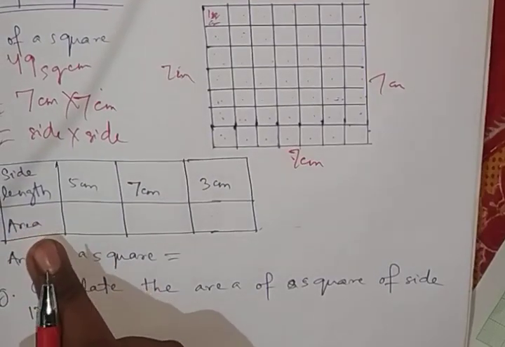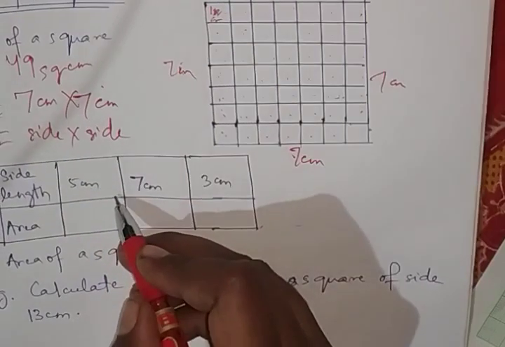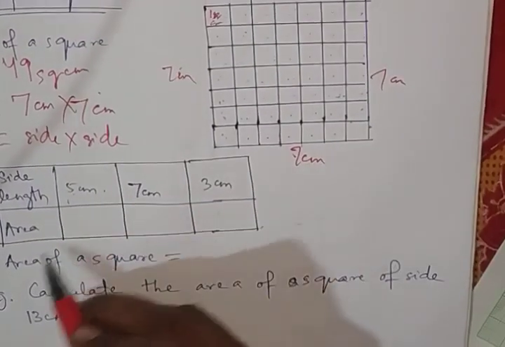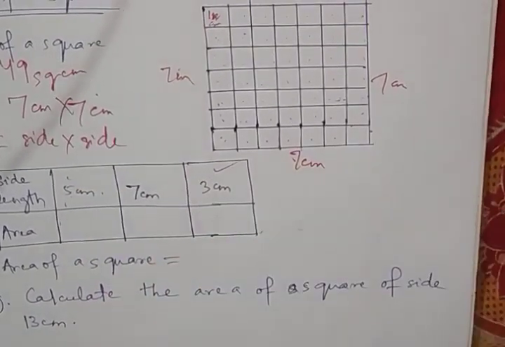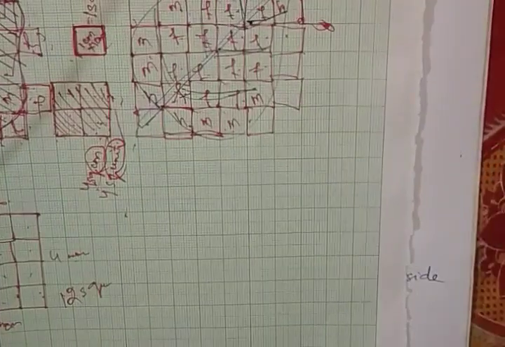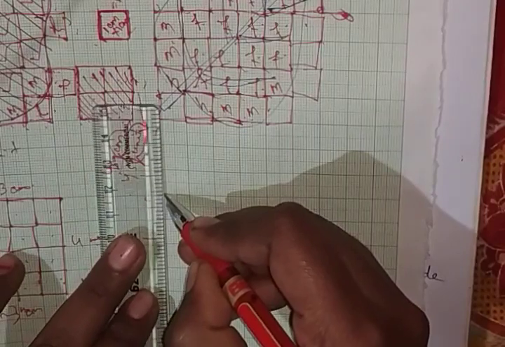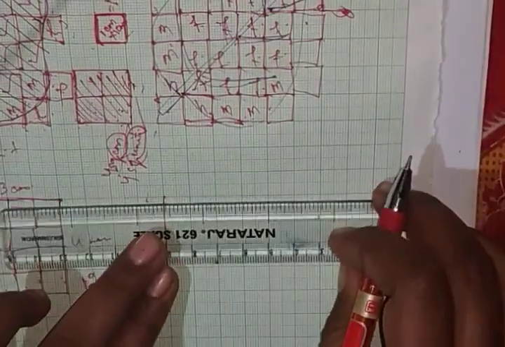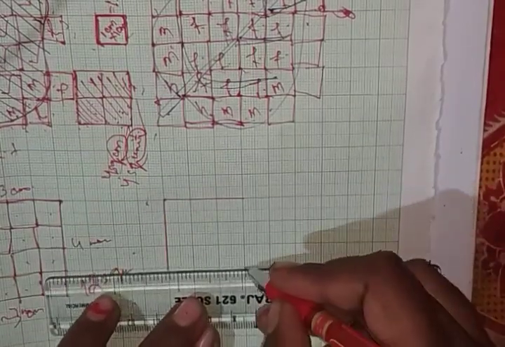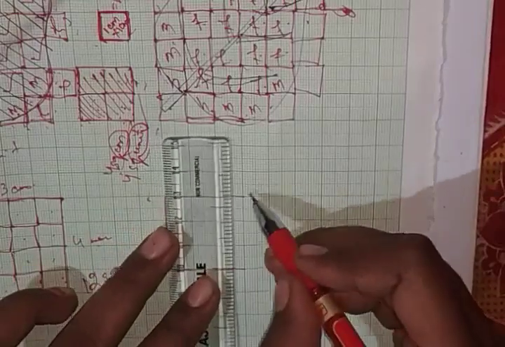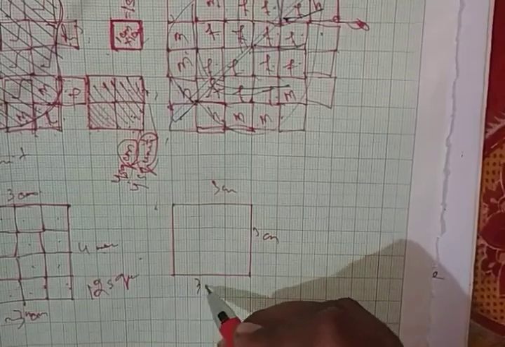Okay, so look here. Here side length is given and we have to find the area. This is side length of which shape? Square. So 5 centimeter is the side of the square. I'll find out for 3 centimeter, and the rest you will find out by yourself. Here I have taken graph paper and I'll make the square on it. This is 3 centimeter, this is 3 centimeter, this is 3 centimeter, and this is 3 centimeter. So everywhere it is 3 centimeter.